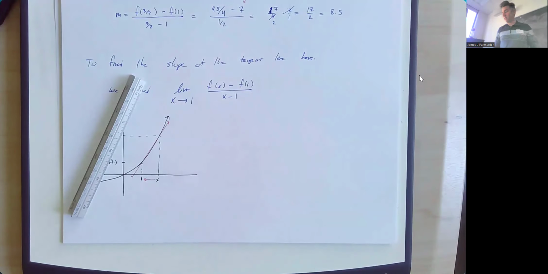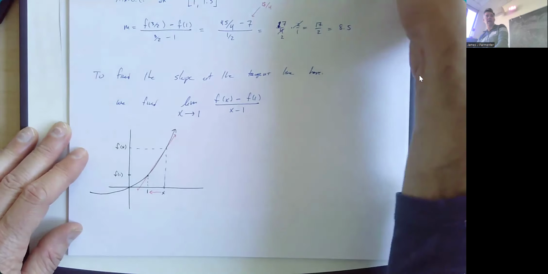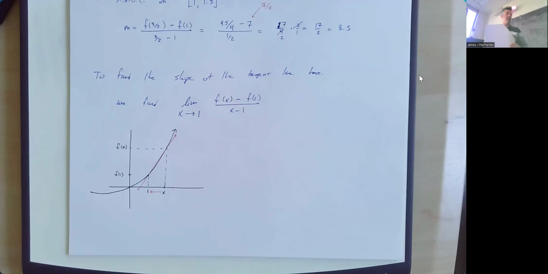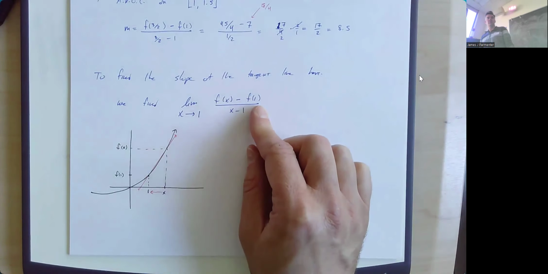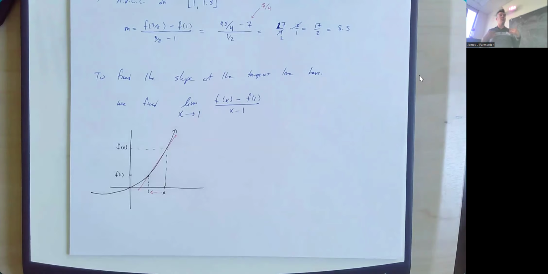This is why we have spent so much time practicing limits of the 0 over 0 type. Because if you just plugged in 1 for x, you'd have f of 1 minus f of 1, which is 0, over 1 minus 1, which is 0. So this is a 0 over 0 type of limit, which we know how to deal with.